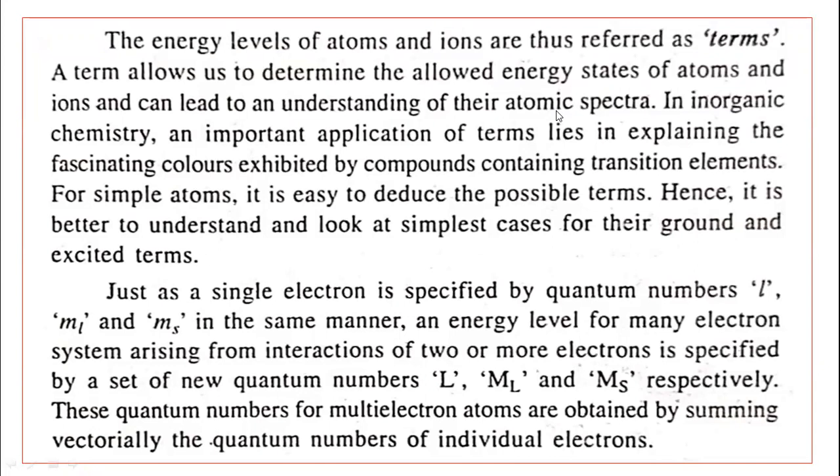Just as a single electron is specified by quantum numbers, we know the four quantum numbers: principal quantum number, azimuthal quantum number, magnetic quantum number, and spin quantum number. These quantum numbers are required now to derive the term symbols. In the next lecture, I am going to derive the term symbols. So we should understand the four quantum numbers.